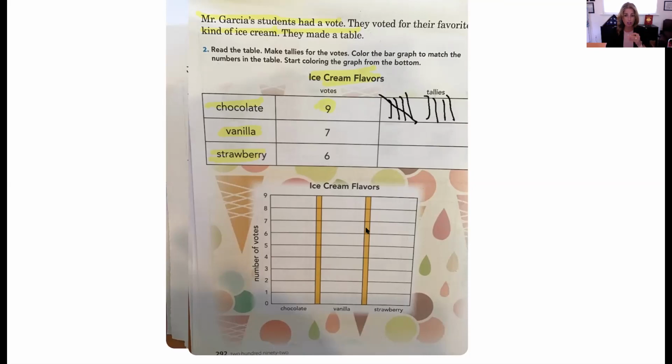Now we've got to go down to our bar graph and color in our bar graph. So we see the ice cream, oopsie, let me get my highlighter. We see ice cream flavors, and there's chocolate, vanilla, and strawberry. And here's the number of votes. So, okay, we're just looking at chocolate. So how many voted for chocolate? 9. So how many are you going to color in for chocolate? Right, you're going to color in 9.